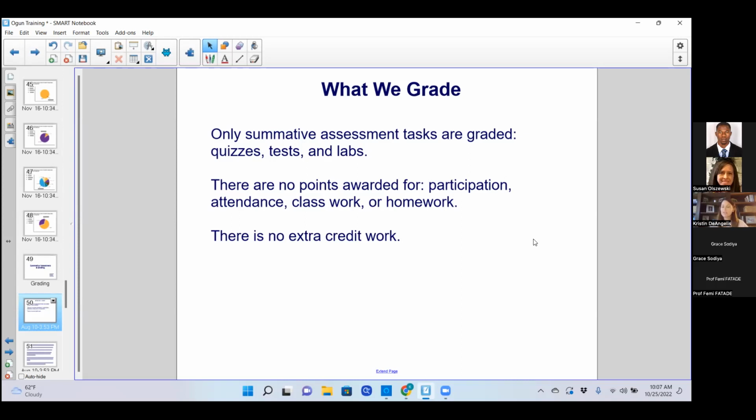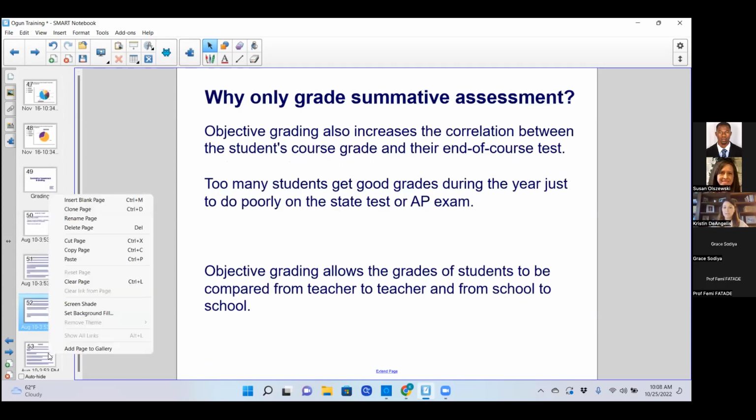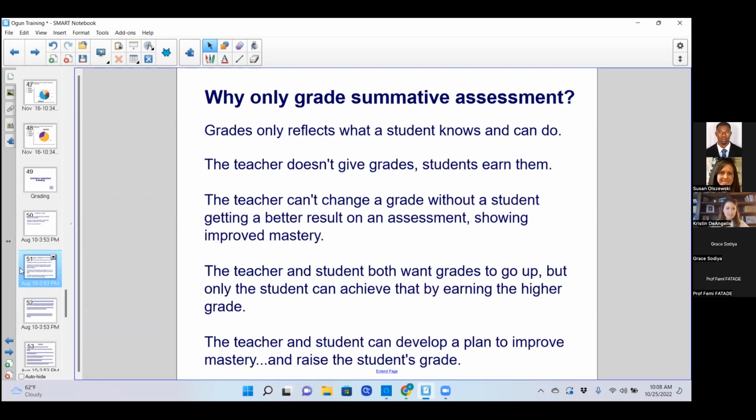We do not grade participation and attendance, because then their grade's not really reflecting their knowledge of the material that we taught. We do not give extra credit. They can retake their assessments if they need to, but we don't just give extra credit. Like I said, I jumped ahead on us.